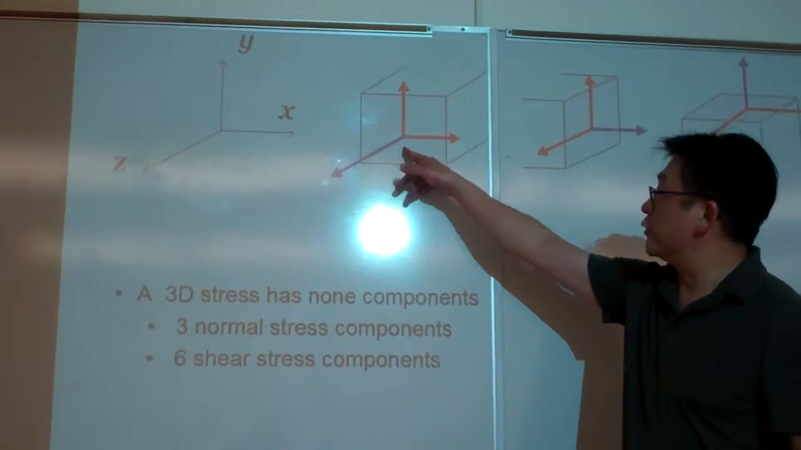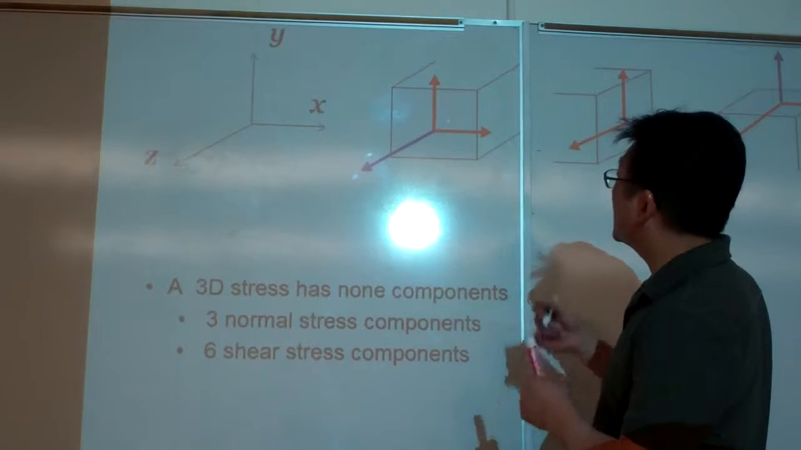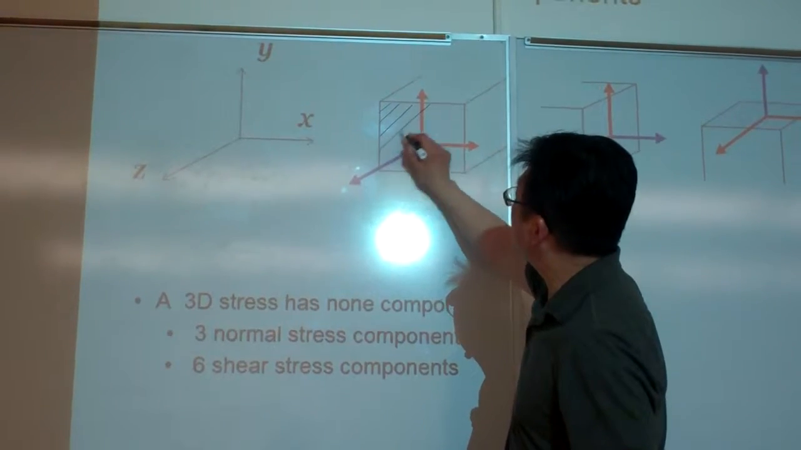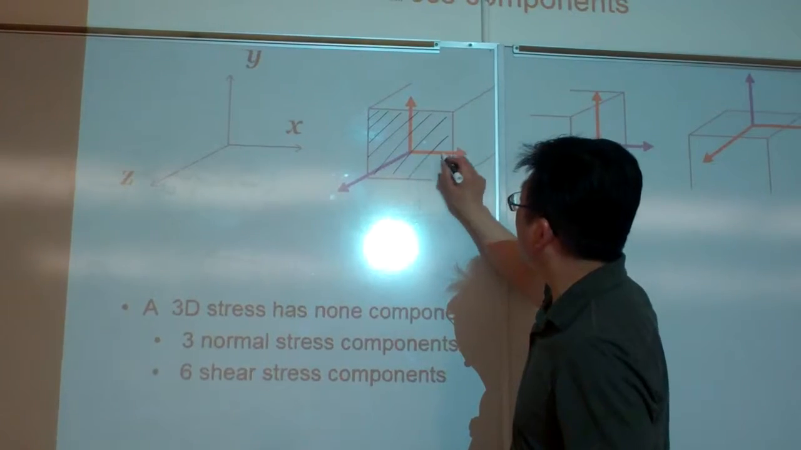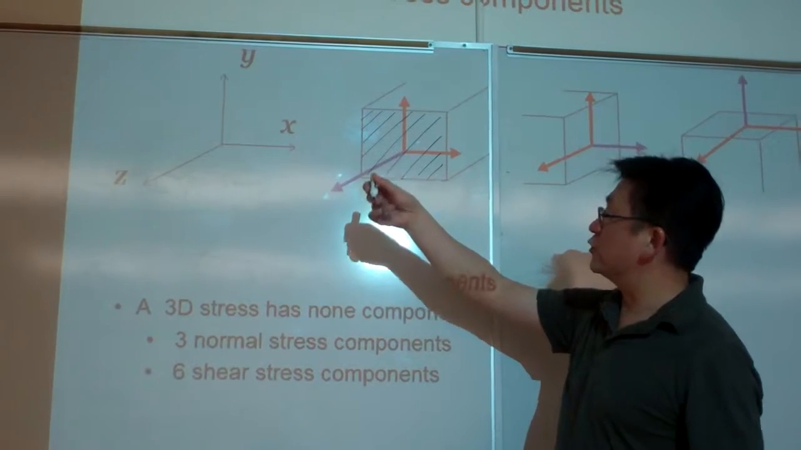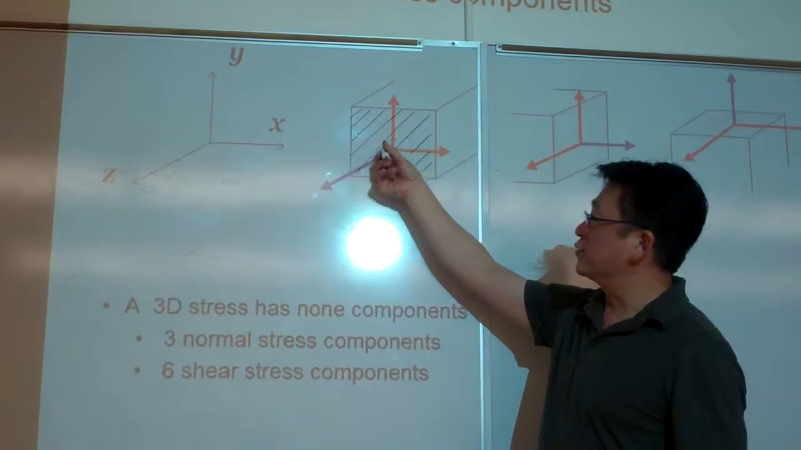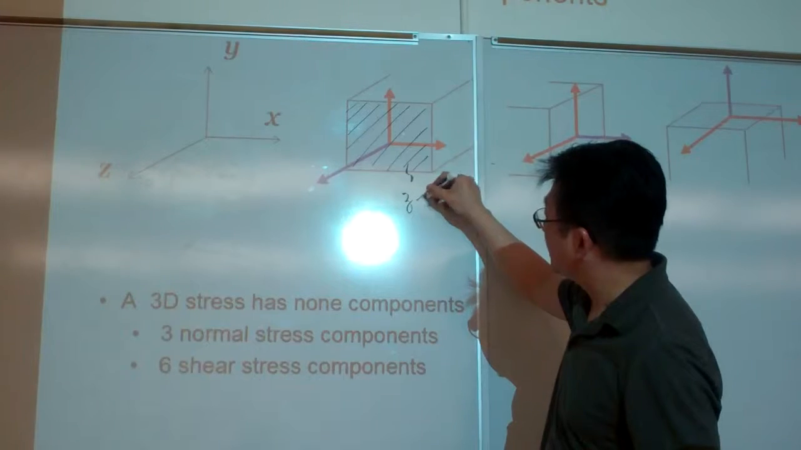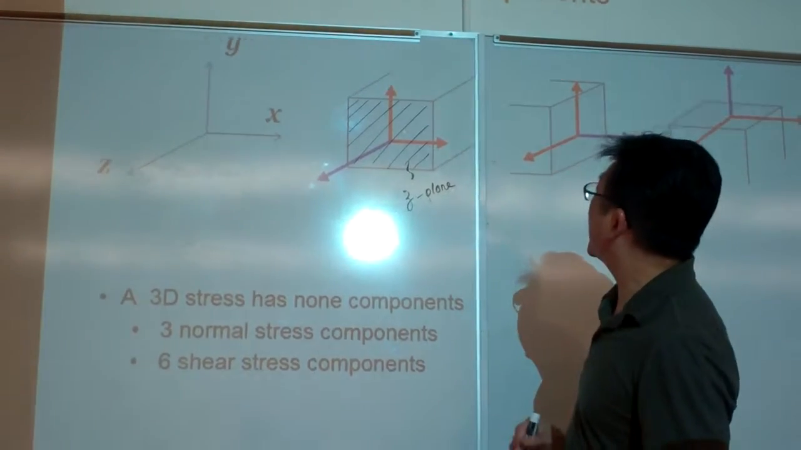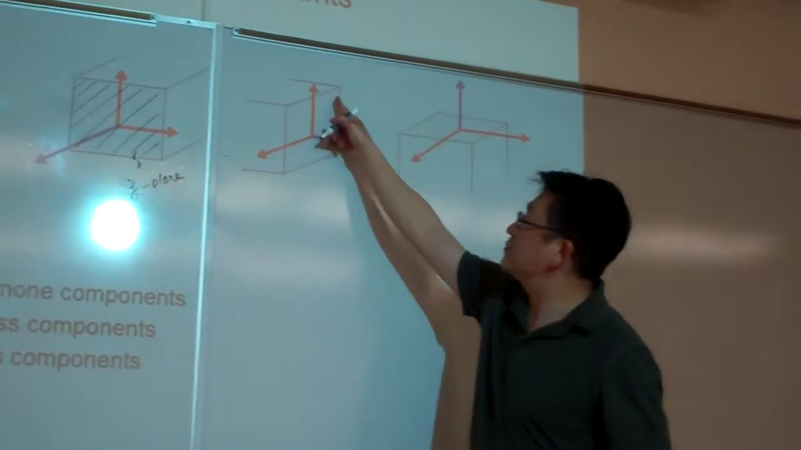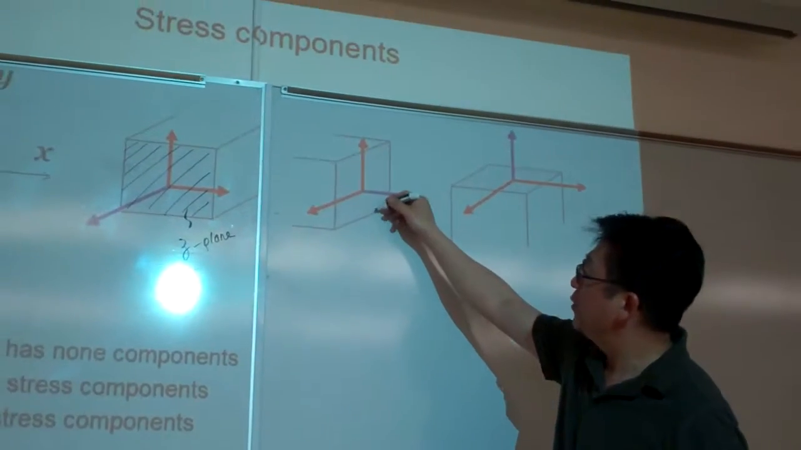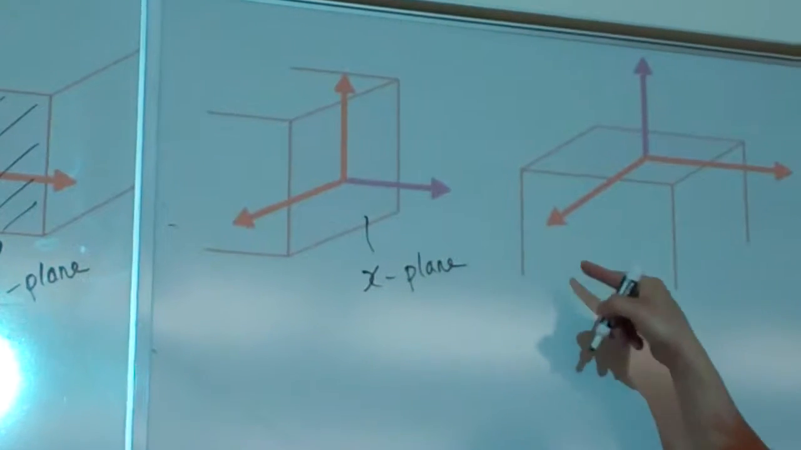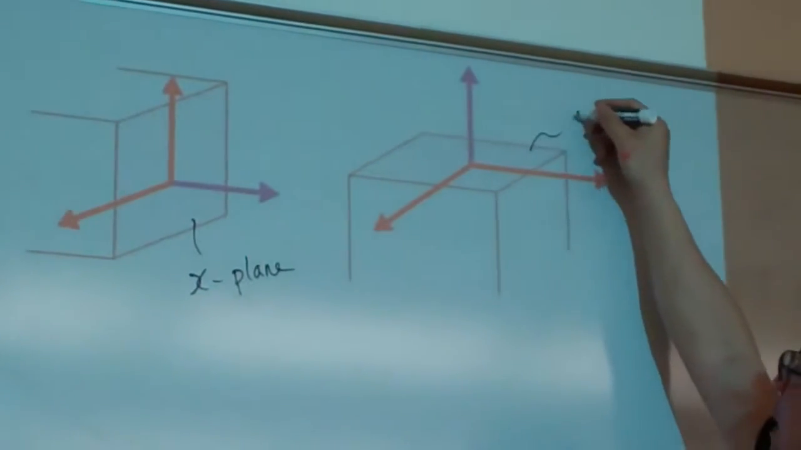And here I show you a plane. You can see here is the plane. This plane has a normal vector pointing to the z direction, so I call this the z plane. And for this one, this plane has a normal pointing to the x direction, so let me call this the x plane. And similarly, this plane is called the y plane.